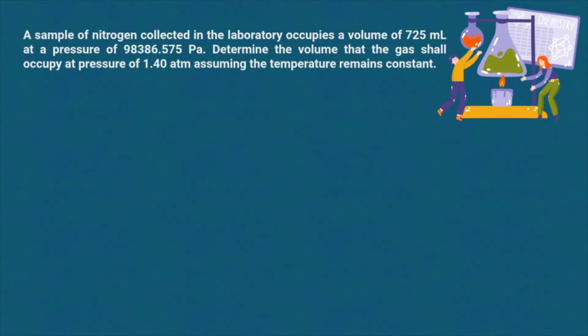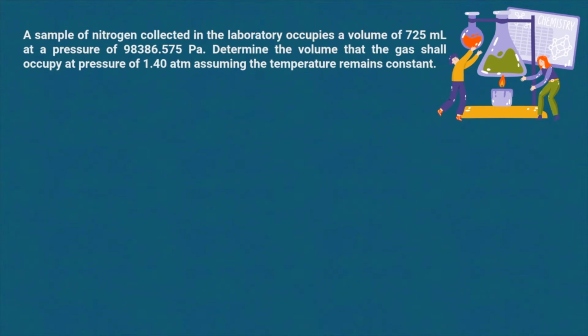Alright, let's move on to question number 1B. A sample of nitrogen collected in laboratory occupies a volume of 725 milliliter at a pressure of 98386.575 Pascal. Determine the volume that the gas shall occupy at pressure of 1.40 atm, assuming the temperature remains constant.